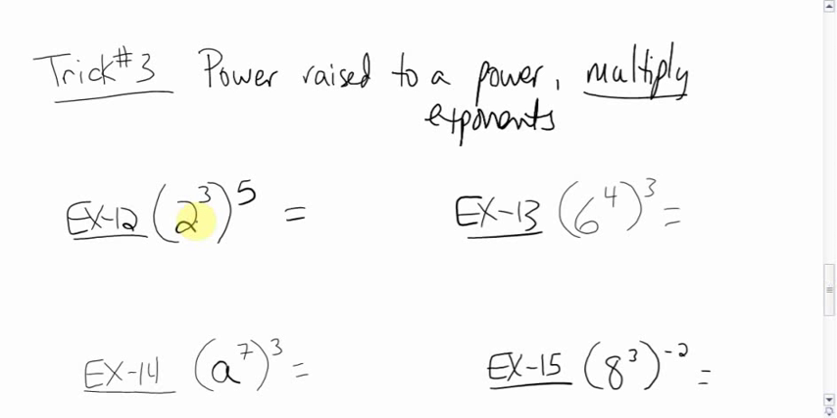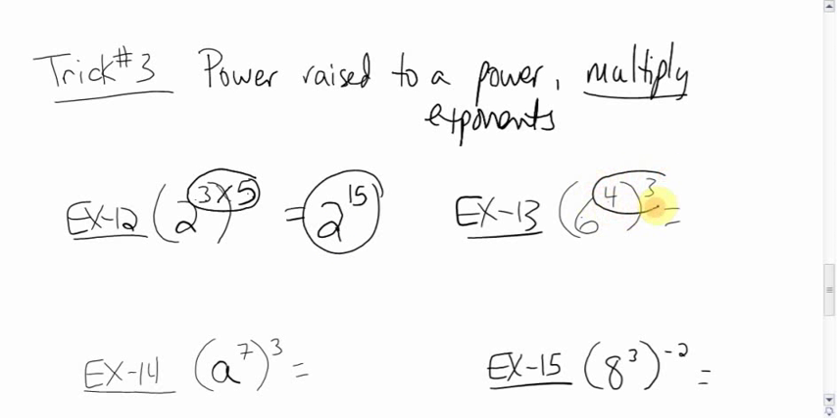Here's 4 examples. Power raised to a power, we're going to multiply 3 times 5, which is 15, so it becomes 2 to the power 15. Done. Easy. This one here, 6 to the power 4, raised to the power 3. We're going to multiply these two, that's 12. It's 6 to the power 12.